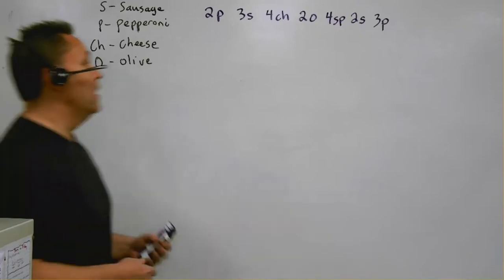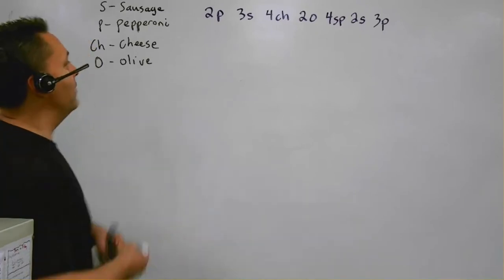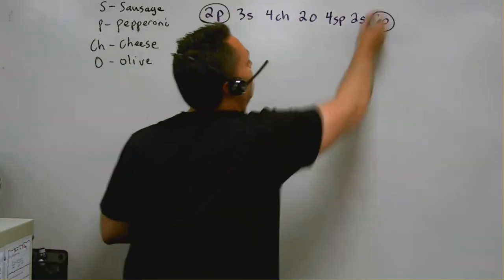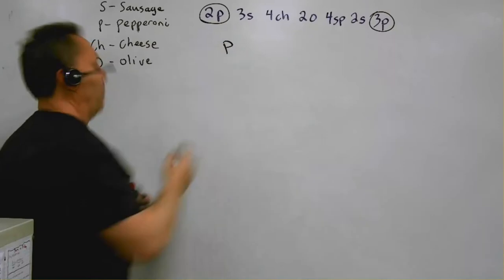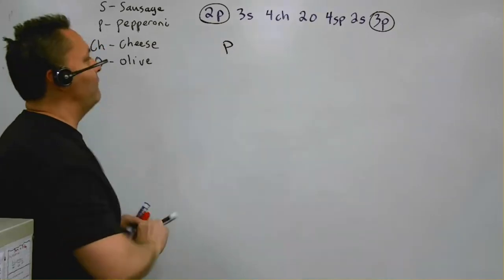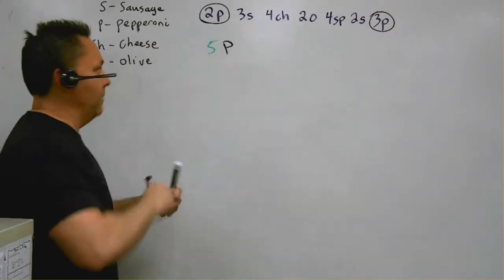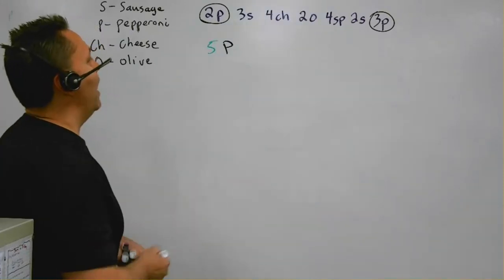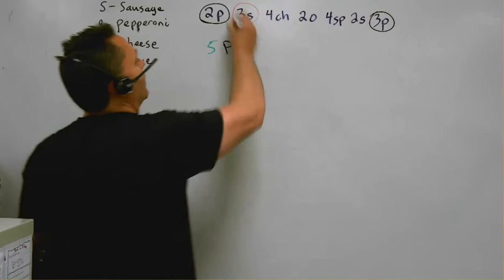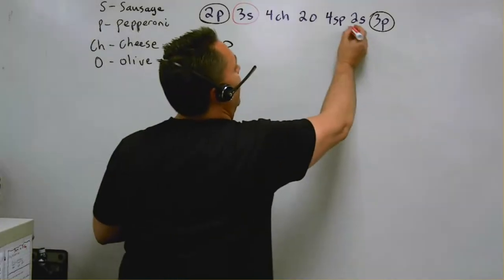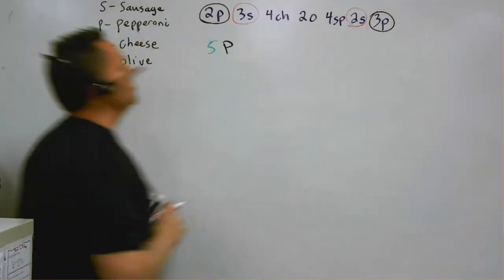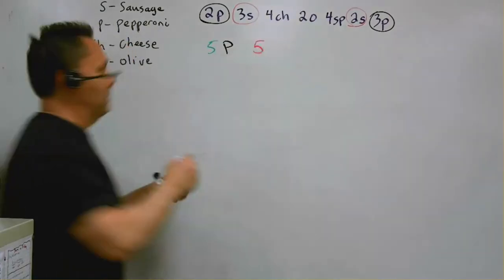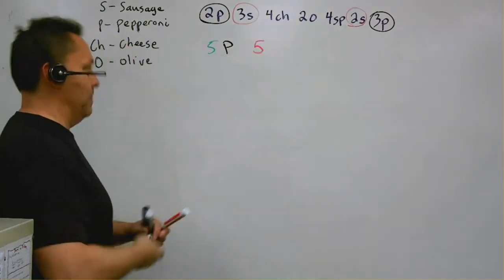Okay, so I start out here with my pepperonis. I have 2 pepperonis here, and I have 3 pepperonis there. So all together, how many pepperonis do I have? I have 5 pepperonis right there, 5 of them. Okay, let me change up the color here. I have 3 sausages right here, and I have 2 sausages right there. Okay, that means I have 5 sausage pizzas that were made.